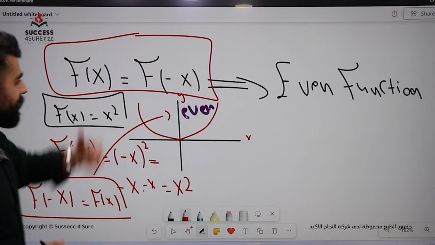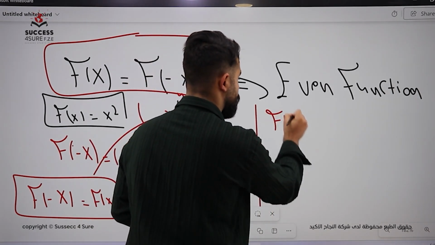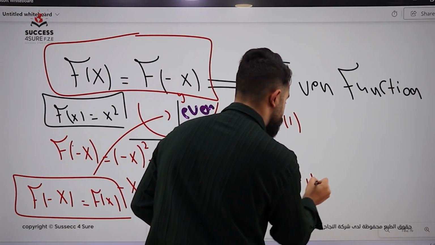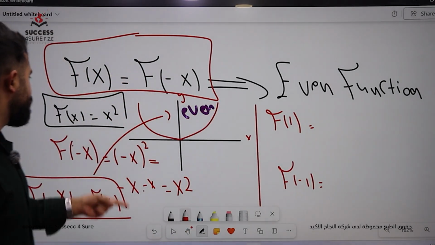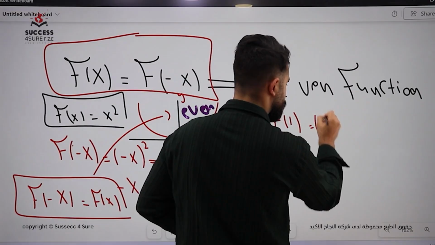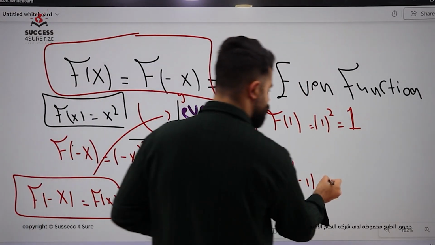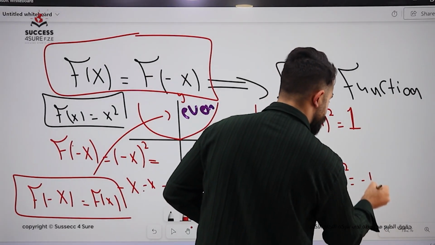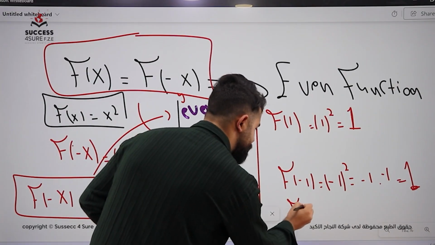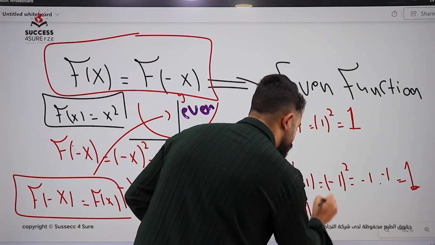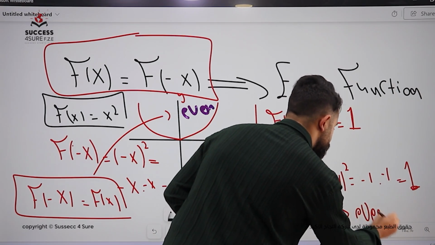All right? Now we have another method if you did not get this one. Take f of 1 and f of minus 1. If they are both the same, that means you are dealing with an even function. What is f of 1? It's 1 squared, which gives you 1. Take f of minus 1. This is minus 1 squared, which means negative 1 times negative 1. That also gives you 1. Since f of 1 equals f of minus 1, you are dealing with an even function.